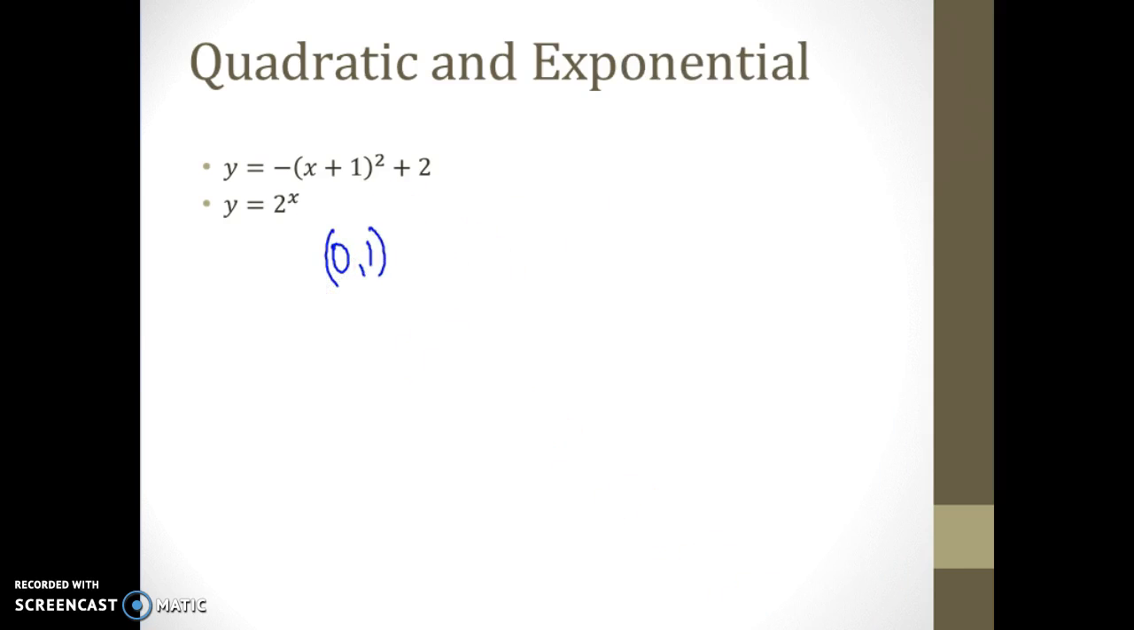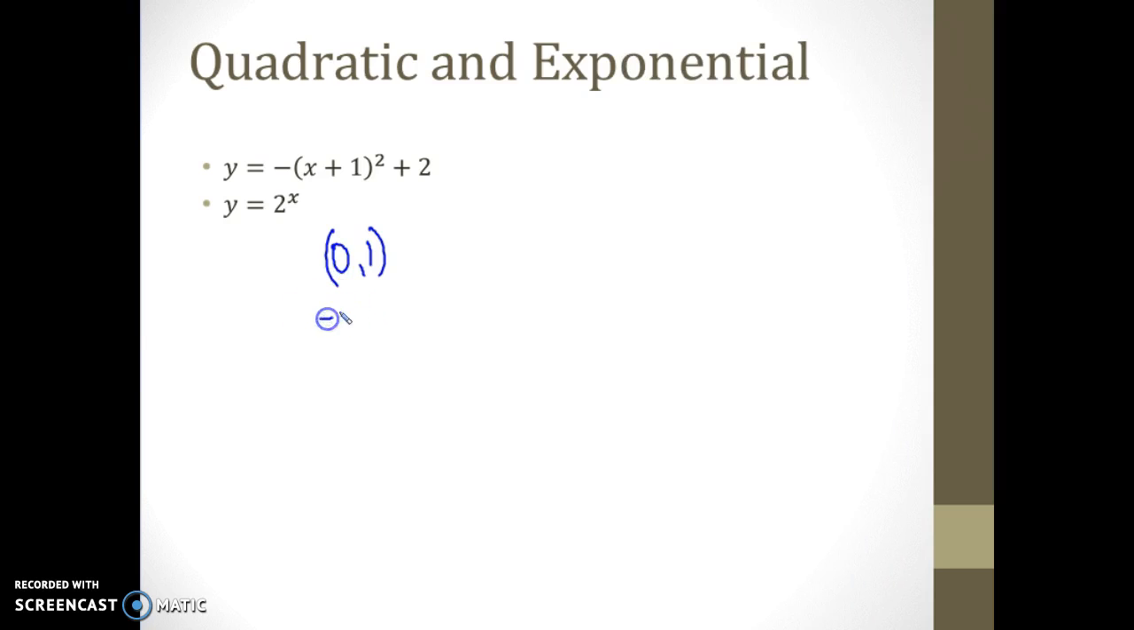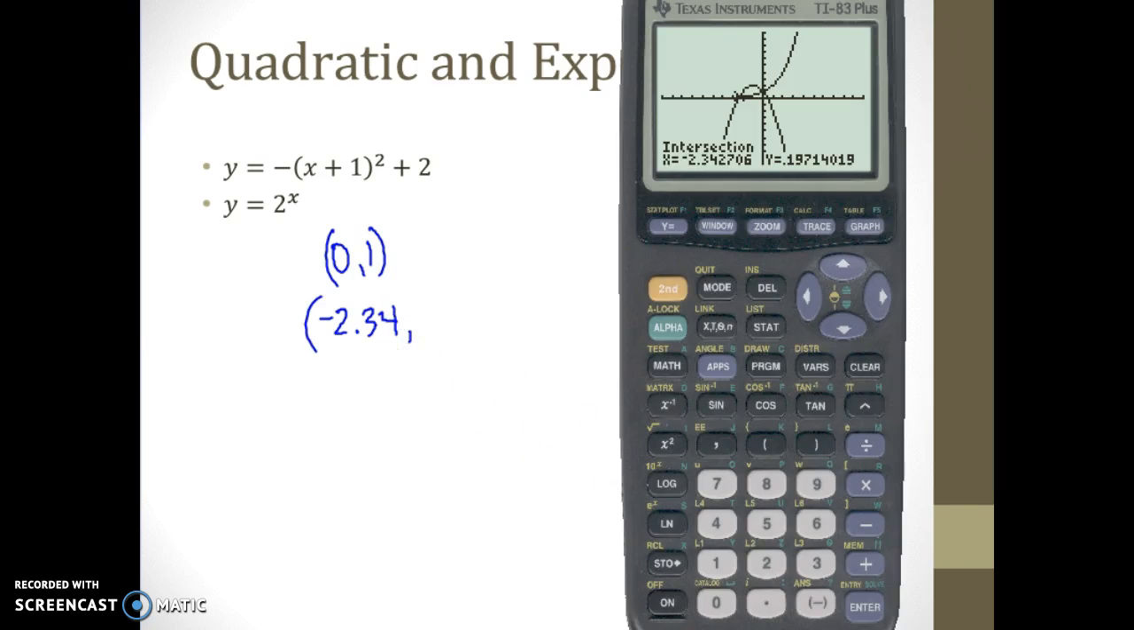That's one solution. Then to find the second one, I'm going to go back to second trace to get to that intersect option, but I need to tell the calculator that I want the other one, so I'm just going to scroll closer to it and then do enter, enter, enter, just to tell it to find the second one. All right, so this one I'm going to round to the hundredth, so we've got -2.34, and then if we look at the y value, we've got 0.197, which rounds to 0.2.